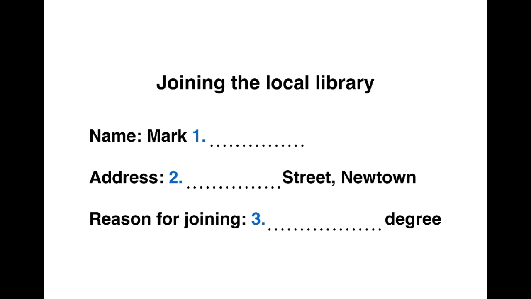That's the end of the transcript. Let's have a look at the answers. It was number 1, Mark Braithwaite. Check your spelling. Number 2, 18, Hill. Remember, we're allowed a number and a word. Number 3, postgraduate. Check your spelling. Spelling is very important. If you make a spelling mistake, unfortunately, it will be marked wrong.